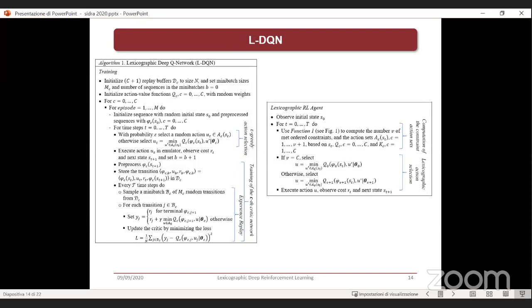And also, a little below that, we can highlight the actual training process where we train the network, utilizing the concept of experience replay and experience buffer or memory buffer, which is commonly found in deep reinforcement learning approaches. On the right, we have the pseudocode for the lexicographic reinforcement learning agent, which is nothing more than the procedure to select the action and the critic network considered that I sketched before.